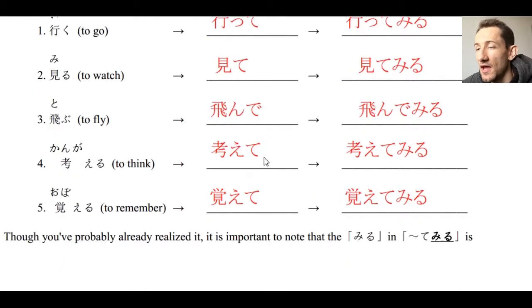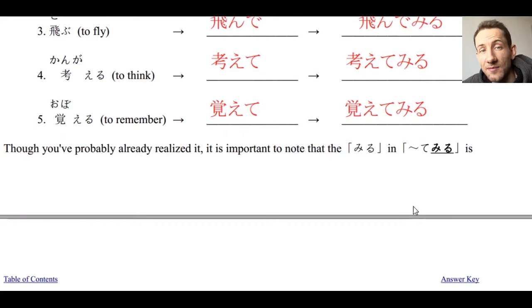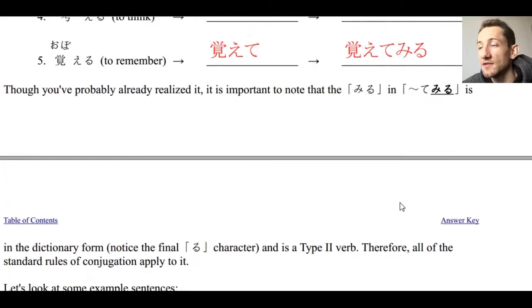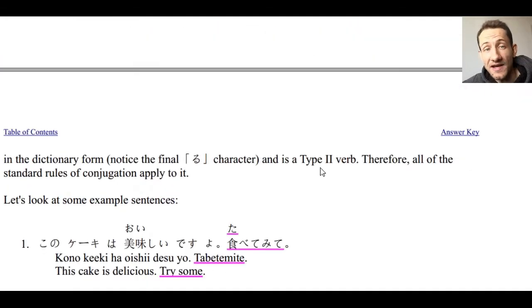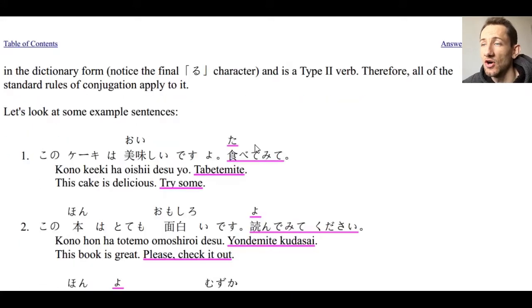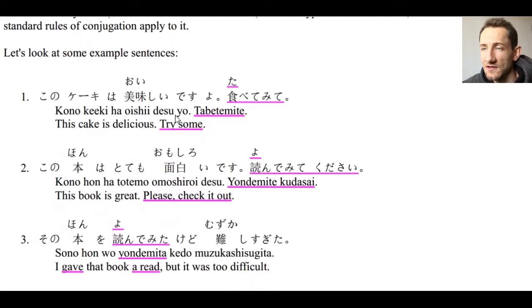Very simple. And one other important thing to keep in mind, of course, is that the miru in te miru can be conjugated like any type 2 verb. So we're going to look at some example sentences, and you'll get to see the different ways we can use te miru. And you'll notice that sometimes it'll be in the past tense, or the te miru form will itself be in the te form, or the past tense form, or whatever. But I'll point those out as we go. So here are example sentences.